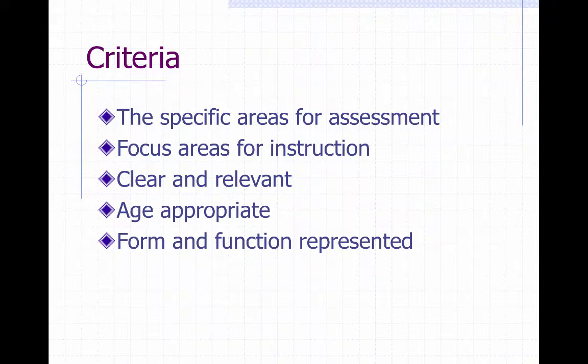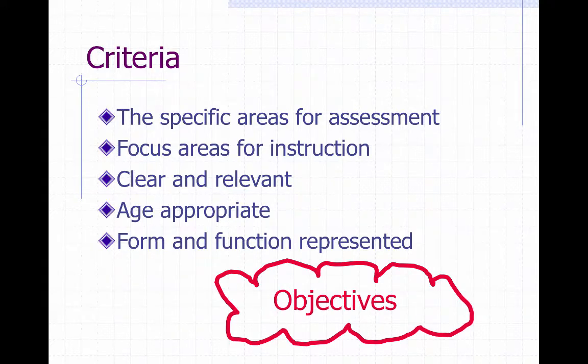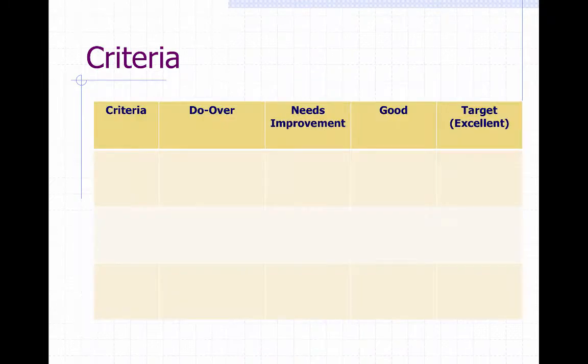The specific areas for assessment, those are the criteria. The focus, the areas of instruction. It's clear and relevant, age appropriate, and form and function represented. In other words, when you decide what you're going to grade on, make sure that it reflects your objectives, that it's age appropriate, and that everybody understands what it means. In other words, these are your objectives. Your objectives ought to show up in those criteria.